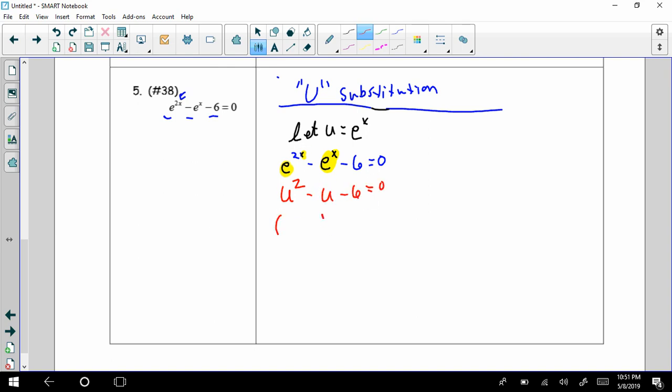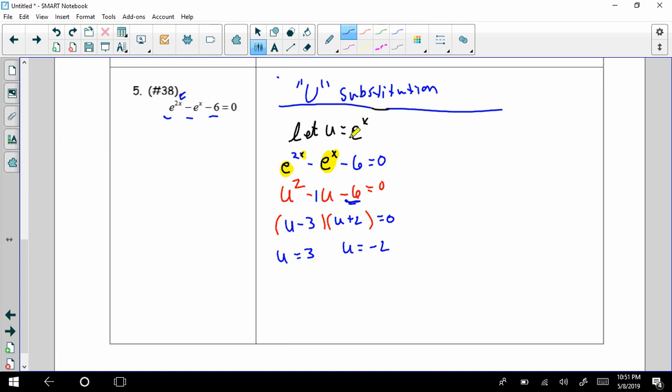Well, this factors. Whatever multiplies to negative 6 and adds to negative 1 would be u minus 3, u plus 2 equals 0. So we can solve those out. So u equals 3 and u equals negative 2. I don't know why that took me so long, sorry. I was thinking about where to go next.